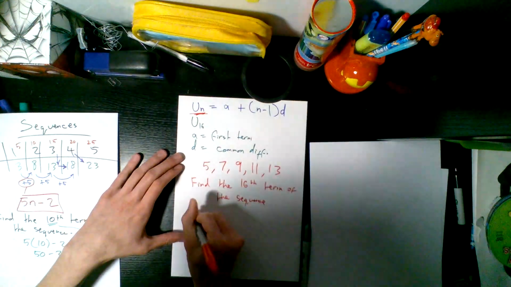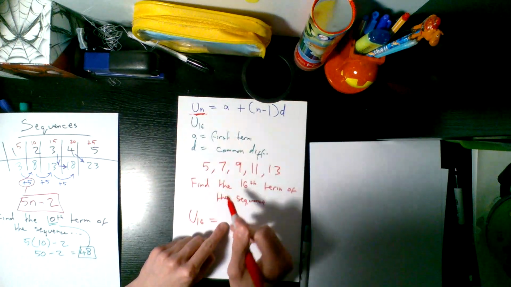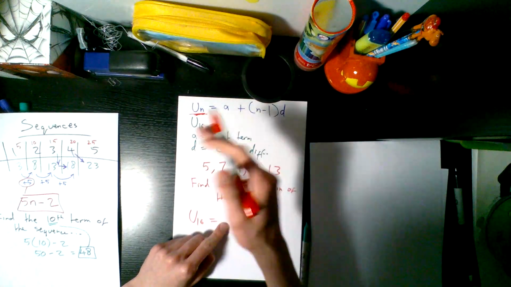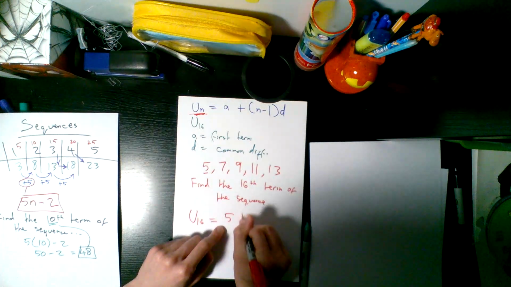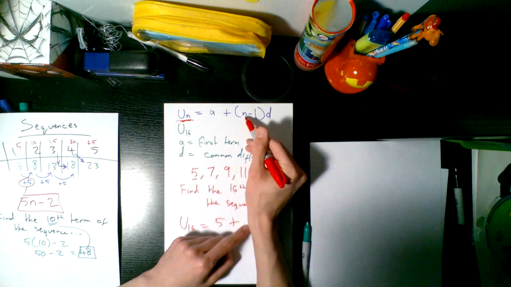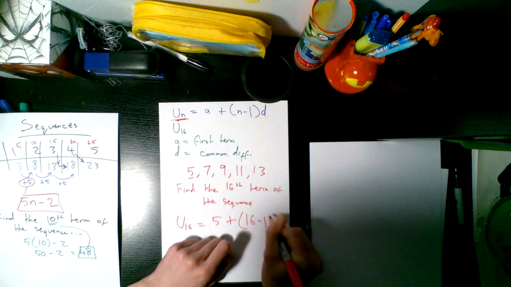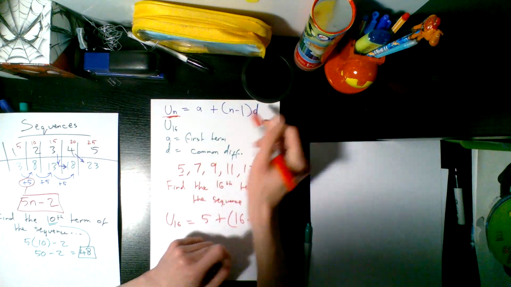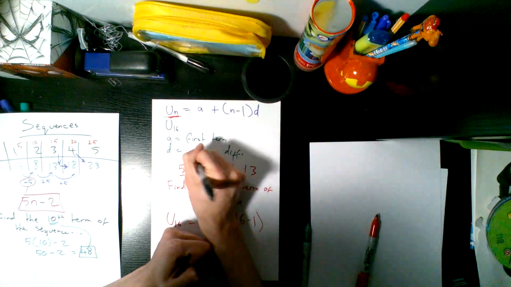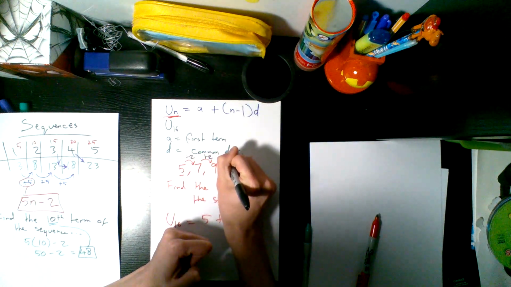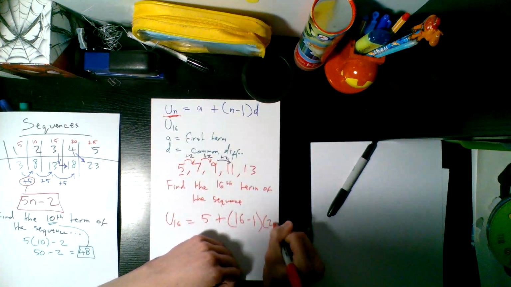So you say u16, the 16th term, is a, the first term. Remember, first letter of the alphabet, first term. So the first term here is 5. So we put 5 plus n minus 1. n is the number you need to find, so we're finding the 16th term, so we write 16 minus 1, and then multiplied by d, which is the common difference. The common difference here is plus 2, plus 2, plus 2. So 16 minus 1 times d, which is times 2.